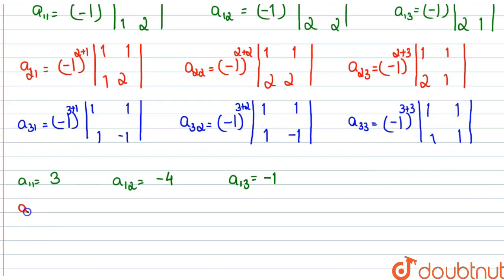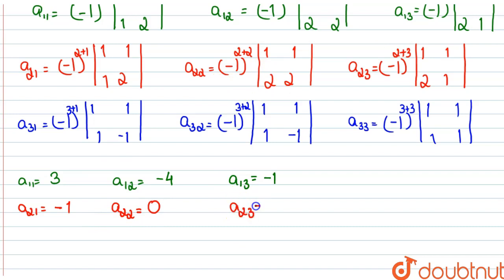Now we'll find our A21. So A21 is minus sign from minus 1 to the power 3. And we'll have 2 minus 1. So minus 1. A22 is minus 1 to the power 4. So plus 1. And 2 minus 2. So we'll have 0.